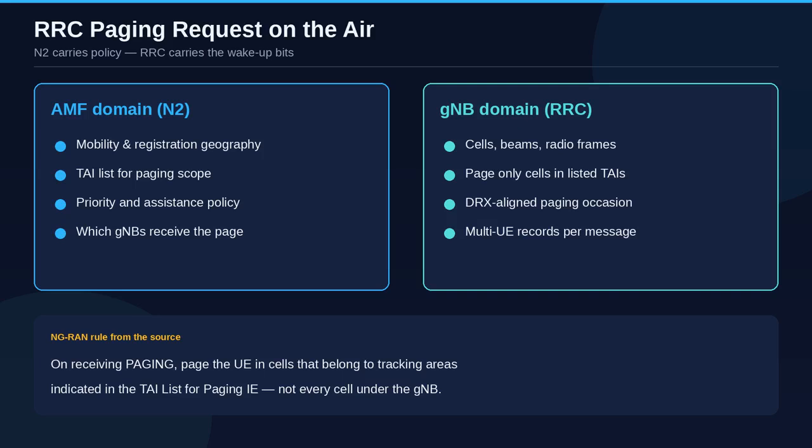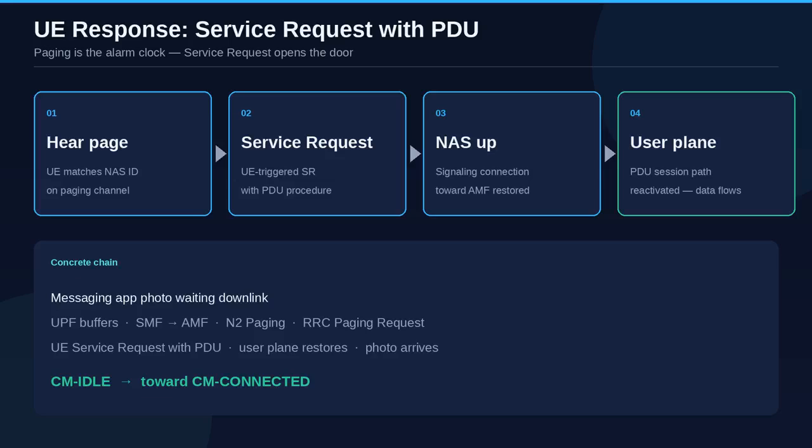For a successful page, though, one clean RRC paging request is enough to pull the UE out of silence. The UE has seen its identity on the paging channel. What does it do next? It does not send a tiny "I'm here" ping and stop. The specification is clear. The UE is in CM idle on 3GPP access.